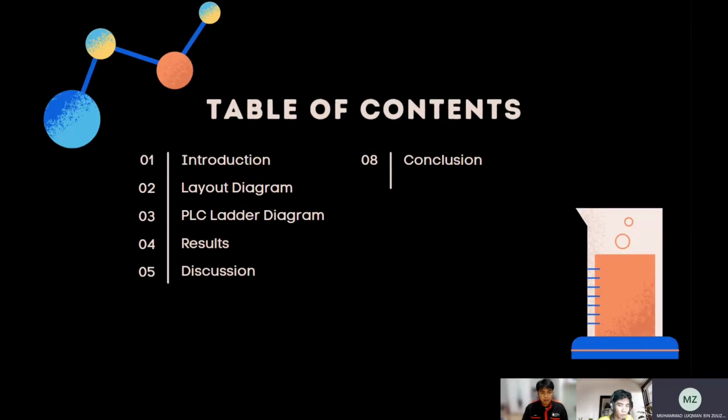My name is Muhammad Oman bin Zulizam. And my name is Aris bin Muhammad Taufik. The slide contains eight chapters, which are introduction, layout diagram, PLC ladder diagram, result, discussion, and lastly conclusion.